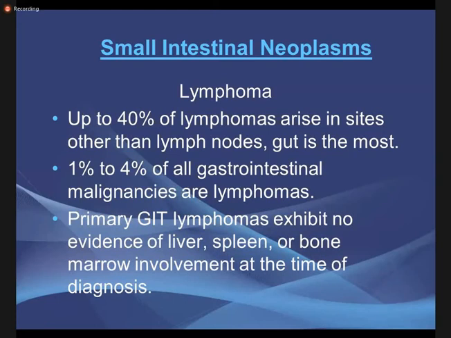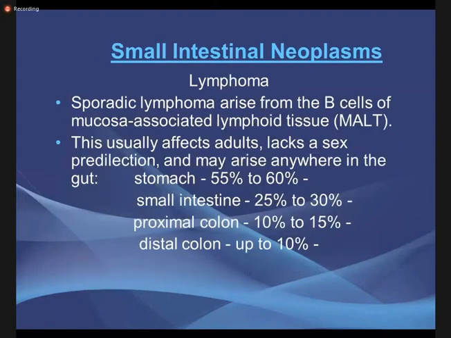Lymphomas have different subtypes, but most commonly here, the lymphoma arises from the B cells of the mucosa-associated lymphoid tissue, that is the MALToma. This usually affects adults, lacks a sex predilection, and may arise anywhere in the gut. In stomach, it is 55 to 60%. In small intestine, it is 25 to 30%. Proximal colon, 10 to 15%, and distal colon up to 10%. So this is lymphoma arising from the B cells of mucosa-associated lymphoid tissue.